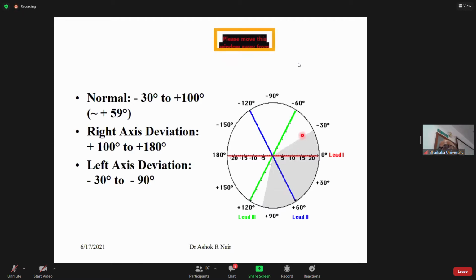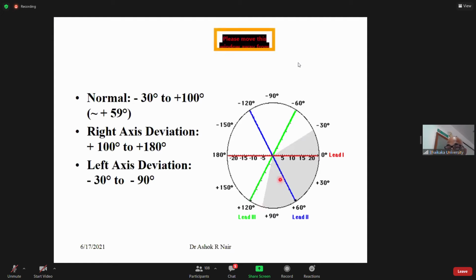Axis of minus 30 to minus 90 is called left axis deviation. From minus 30 to minus 90 is left axis deviation. 110 to plus 180 is right axis deviation. This is your hexaxial reference system. If you remember your hexaxial reference system, you come to the next slide.